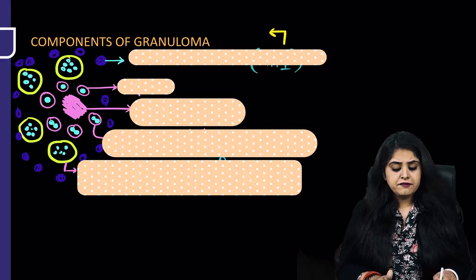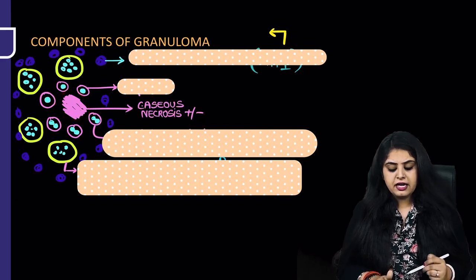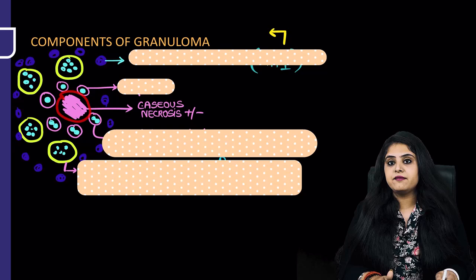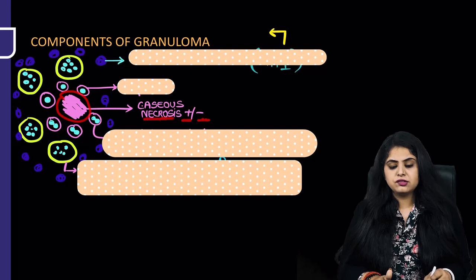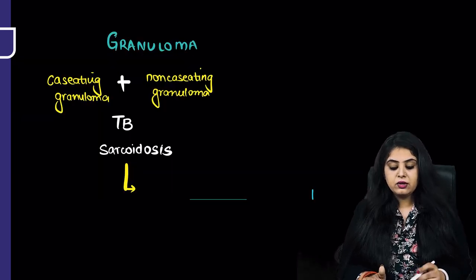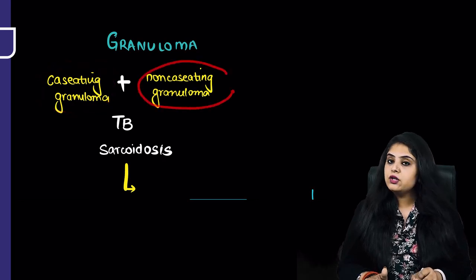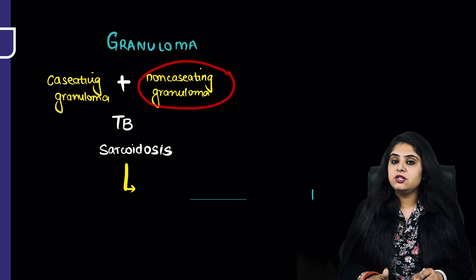Let us start. If I look right in the center, what I see in a granuloma is known as caseous necrosis. So, all granulomas will not have it. Some might have it and some might not have it. Necrosis means death, right? So, either you can have necrosis, that will be known as a caseating granuloma, or you will not have necrosis, that will be known as non-caseating granuloma.